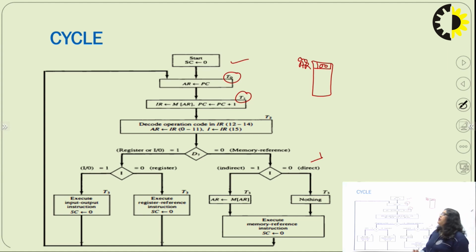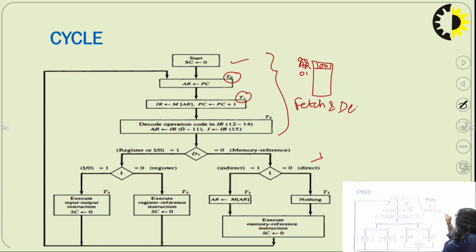And PC transfers to PC plus 1. That means suppose 0, 1 is the next address, so PC plus 1 is 0, 1. So the PC goes to PC plus 1 at time T1. These all the instructions are covered in the fetch and decode phase. Fetch and decode, that I already explained in the previous slide. So it is T2, this is the decode phase.